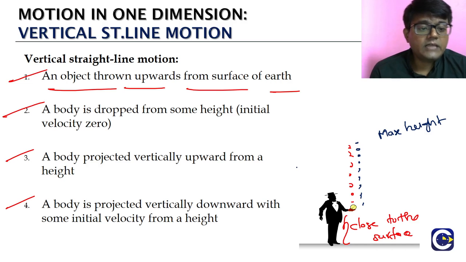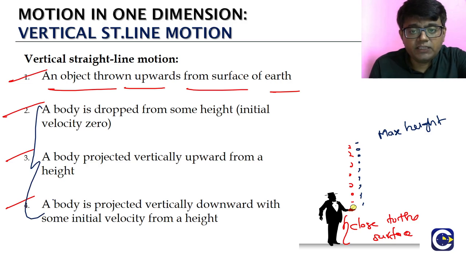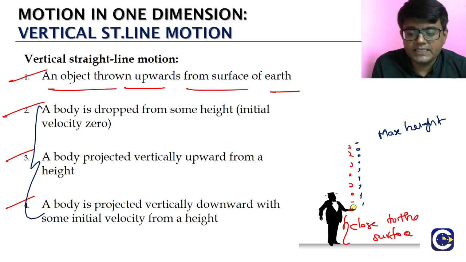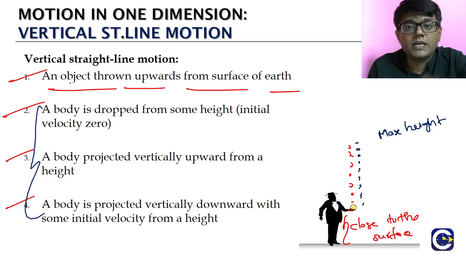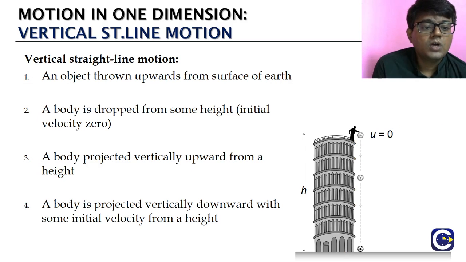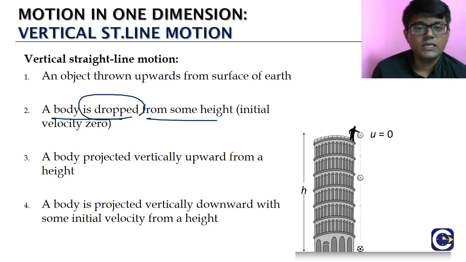Now type 2, 3, 4, they all start with the object already at a height above the surface. Type 1 is the object near the surface. Type 2, 3, 4, all of them will be what? The object is already at a height above the surface of the earth. Okay, in that, what is type 2? A body is dropped from some height. See, when we use this word dropped, we have to be a little bit careful.